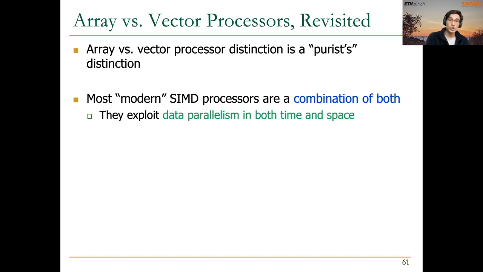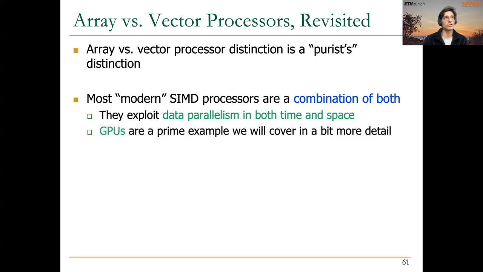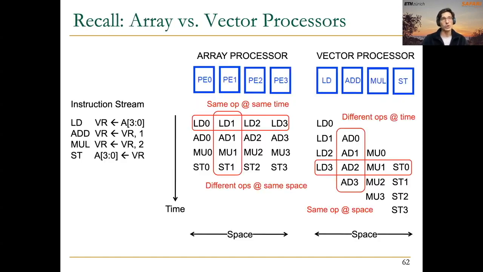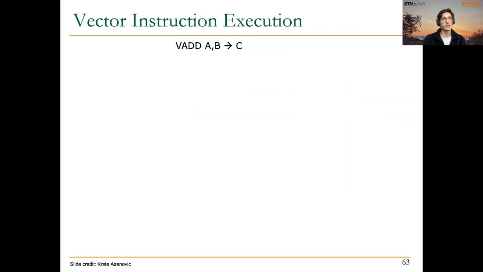Okay, so as you see, array and vector processors are very similar. It's more like a theoretical distinction, but in reality, modern processors are a combination of both. Typically, GPUs, as I said before, combine data parallelism in both time and space. So in the end, they do these two things at the same time.